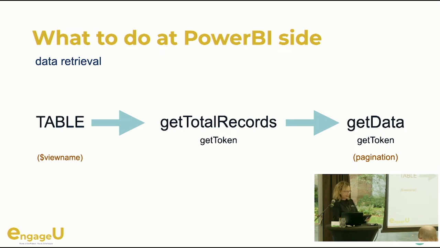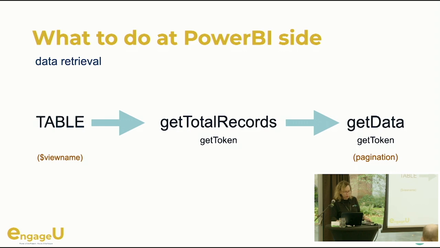There are 1,000 different techniques on how to approach this, but we found this is the best one for us in most of our projects. So we invoke the table, get the total records, which has its own get token, then getData, which is another function that has another get token and does the pagination job, okay?